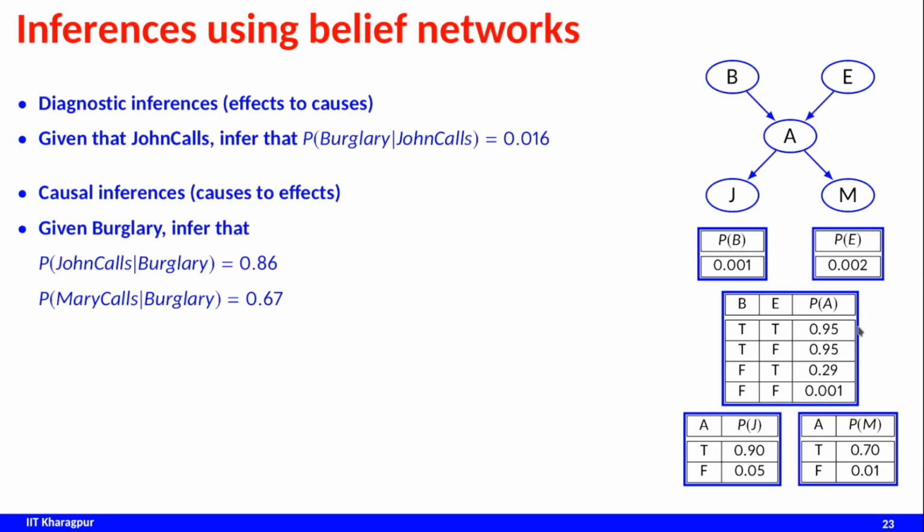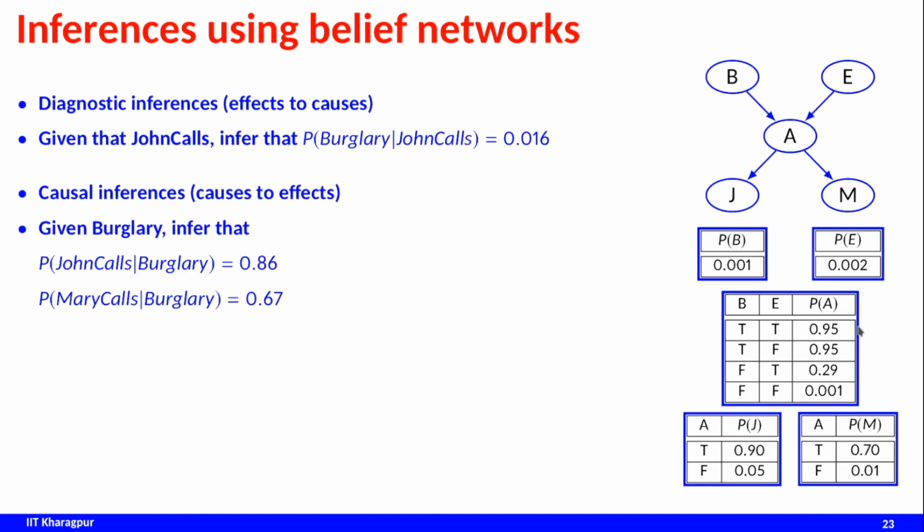Now, just to elaborate a few more things, sometimes we do diagnostic inference, like given that John calls, what is the probability that the burglary happened? So I know that John has called, and I have to find out the probability that the burglary actually happened. So we have to determine P of B given J, and we can proceed in the same manner and determine the actual value.